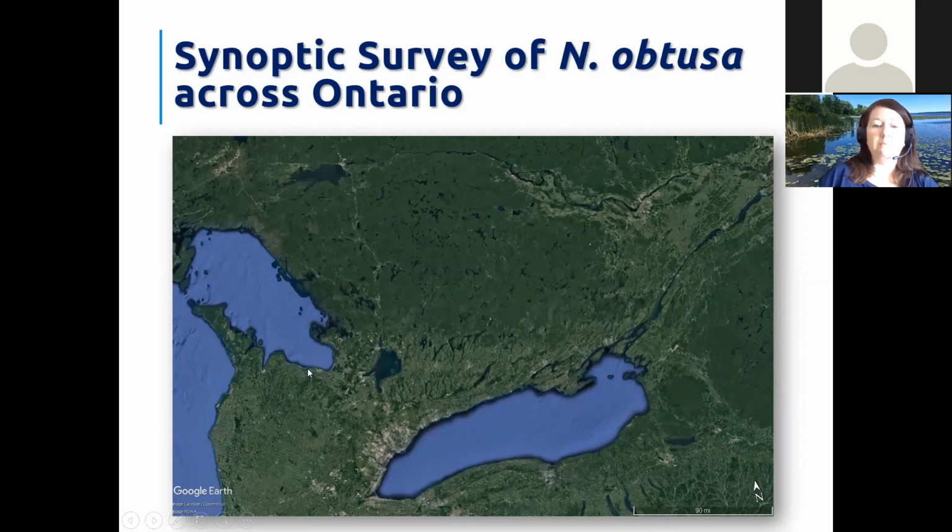For those of you who are maybe not that familiar, here is Lake Huron, this is Georgian Bay, Lake Simcoe, Lake Ontario, Lake Scugog's right here. At this point, all we really know is that Lake Simcoe and Lake Scugog and a few lakes down by Presqu'île Bay have starry stonewort. We know through cottagers' reports that there's starry stonewort all throughout the Trent Severn. But we wanted to get an idea of what the full distribution was based on water chemistry.